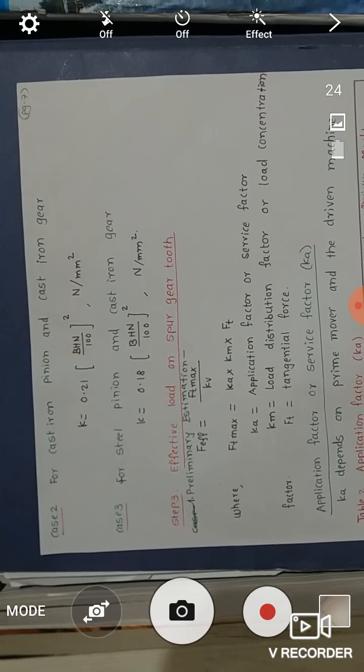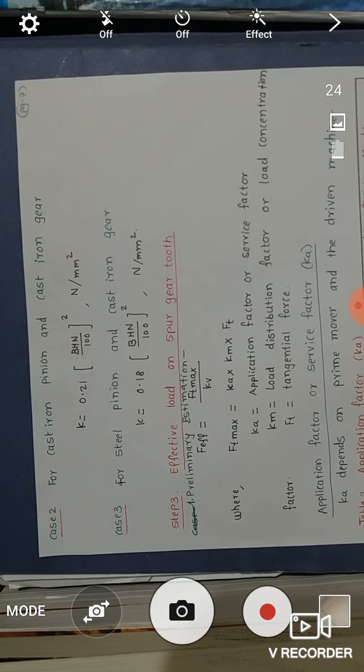Up to here we get the FB value and FW value. As module is not known, we get both values in terms of module, that is FB is equal to some value into m square, and wear strength FW is equal to some value into m square. So we can easily compare FB and FW. If FB is less than FW, then we focus on the bending case for designing. If FW is less than FB, then we consider wear for the next designing.